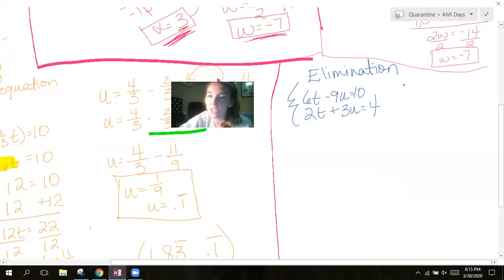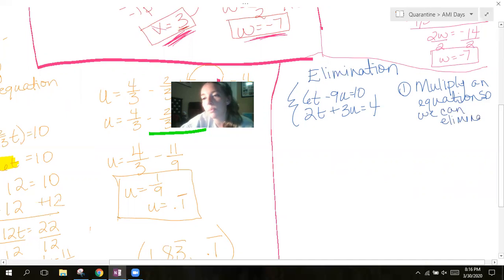So again, your first step is to multiply an equation so we can eliminate a variable. All right, so again, none of my coefficients are matched up. So I just have to look and see what I would want to multiply it by or divide it by to get one of those coefficients matching up.